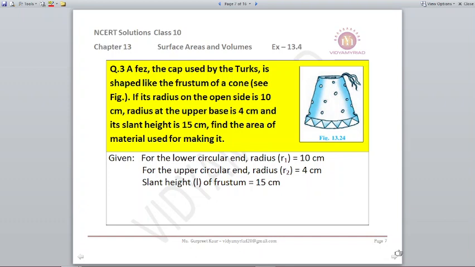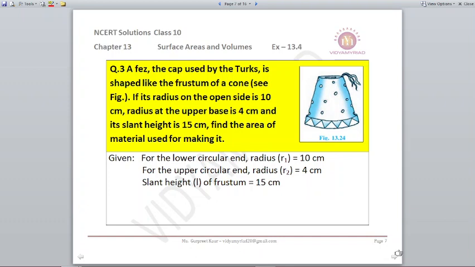Next, a cap used by the Turks is shaped like the frustum of a cone. See figure. If its radius on the open side is 10 centimeters and radius at the upper base is 4 centimeters and its slant height is 15 centimeters, find the area of the material used to make it.